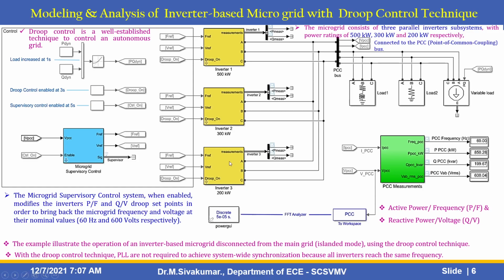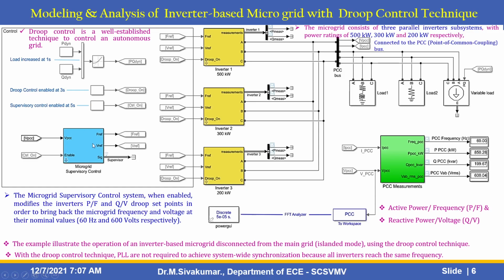Here, what is Droop control? Droop control method is a well established technique to control an autonomous grid. In this control system toolbox, load is increased at 1 second and Droop control is enabled at 3 seconds when we are going for simulation. The first one, load increased at 1 second and Droop control enabled at 3 seconds, and finally the supervisory control enabled at 5 seconds. What is the supervisory control system?